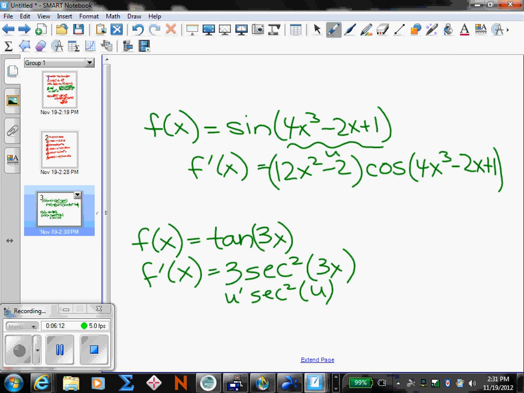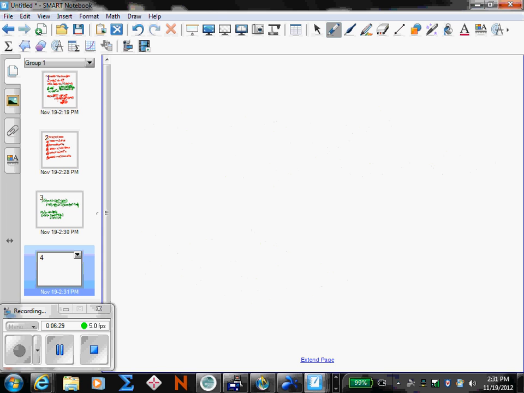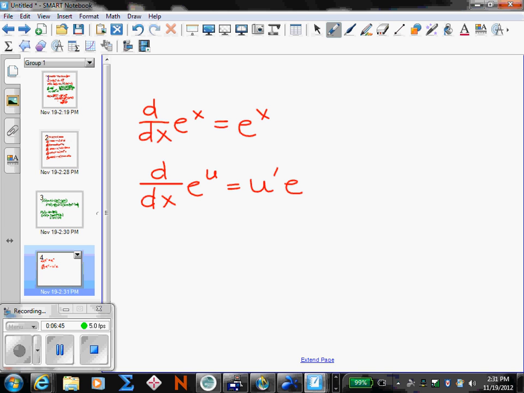Okay, then the last two functions that you have learned how to take the derivative of are e to the x and a to the x. So we need to learn how to take the derivative if it's something other than just plain old x. So if we remember, the derivative of e to the x is just e to the x. So now what if it's not just an x? It is a u, something that has a derivative. Then we're just going to have to multiply it by u prime.